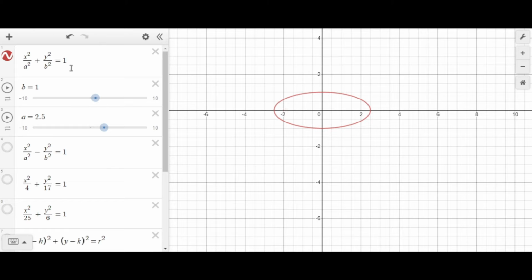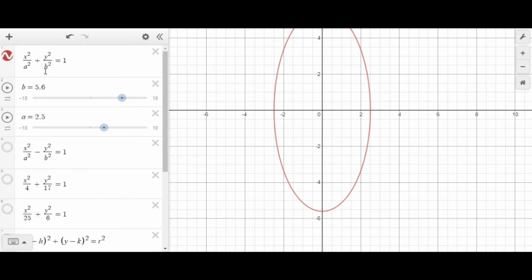As we increase the value of A, you'll see the major axis of the ellipse is along the x-axis. If we increase the value of B, meaning B is greater than A, then the semi-major axis is along the y-axis. So this is how we can visualize the equation of an ellipse by comparing the values of A and B.